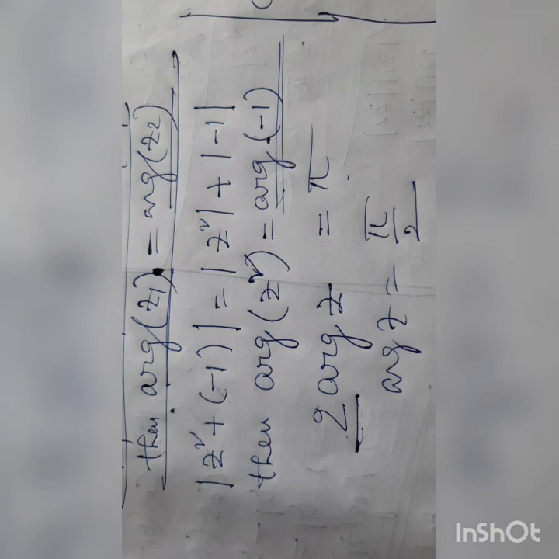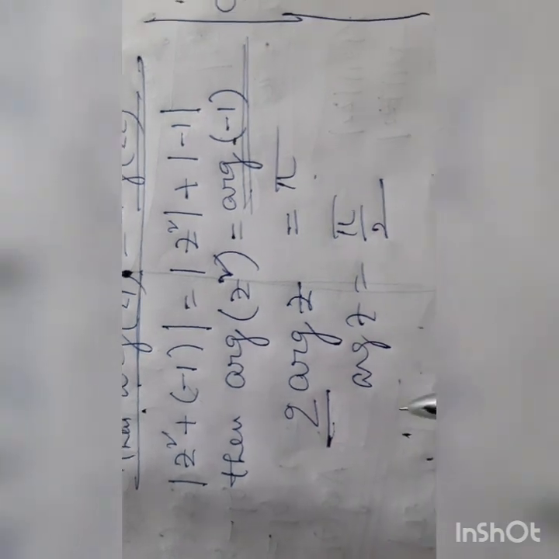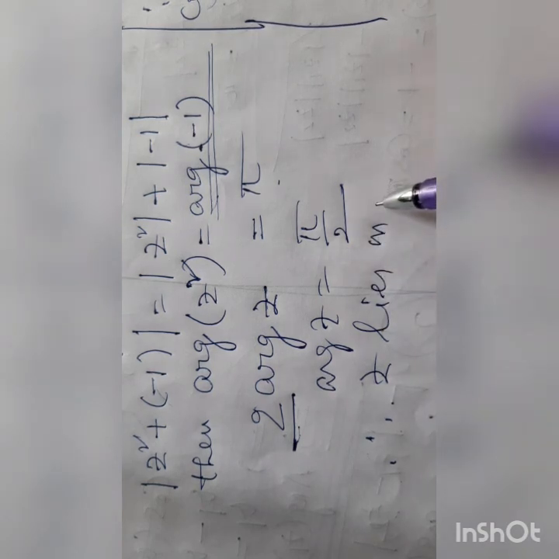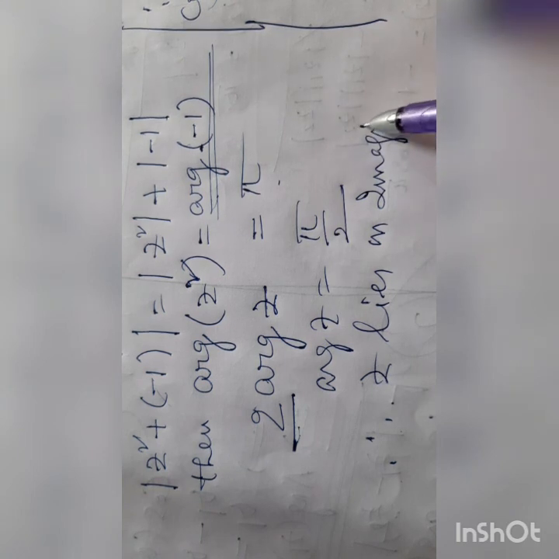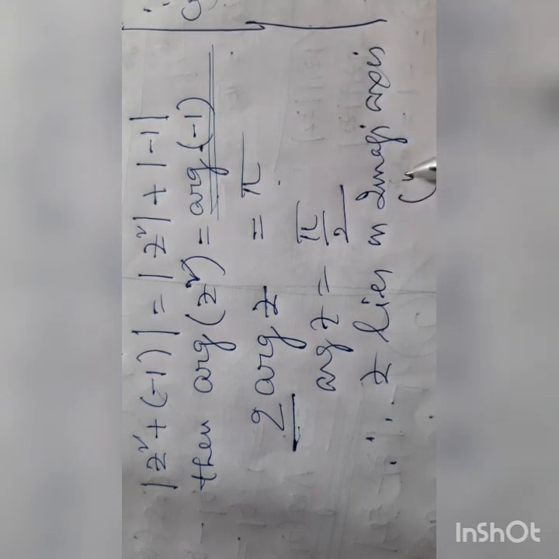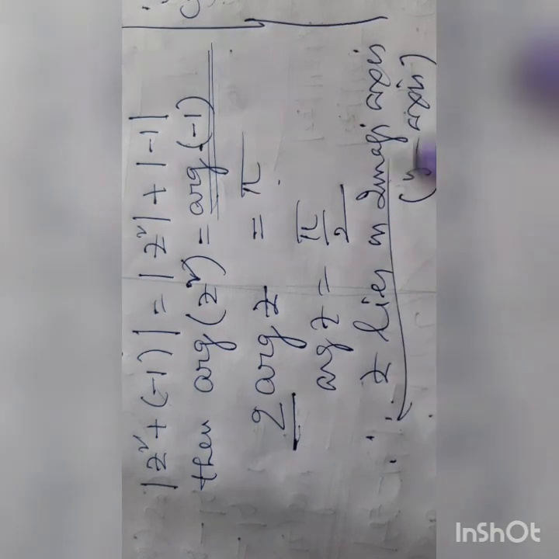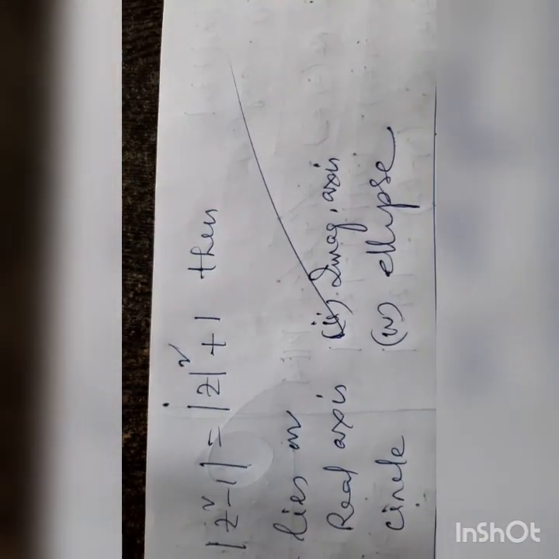If arg z is pi by 2, z lies on the imaginary axis, that is the y-axis. So this is the answer: imaginary axis. If you want to do this question, you have to know all these things beforehand.